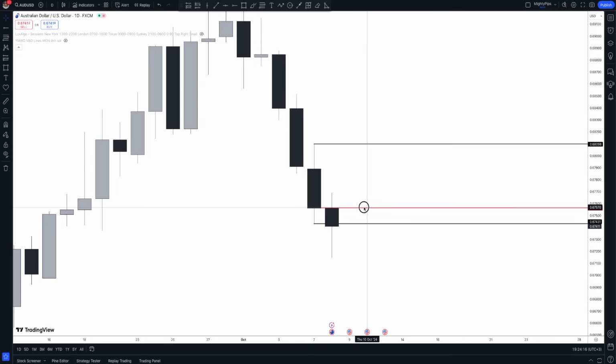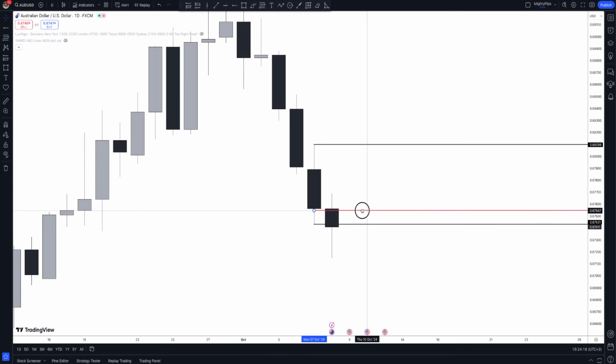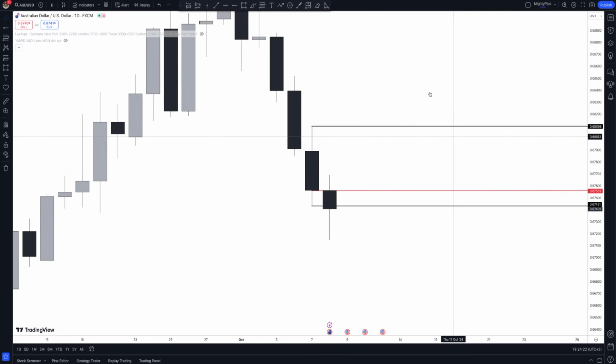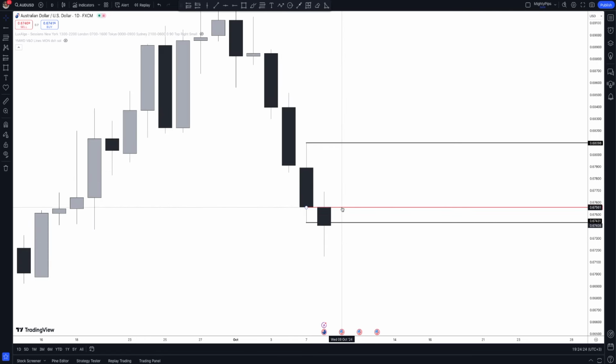That red line is the close of yesterday's candle. The zone between this red line and the black high line is where we're going to be looking for our entries. So we're looking for entries around this area here.